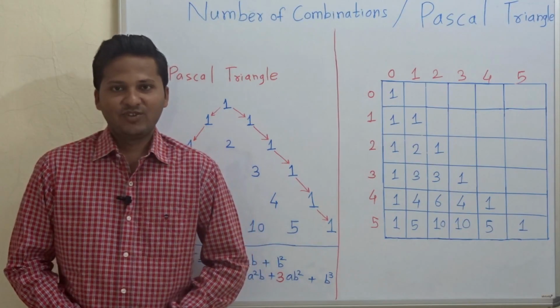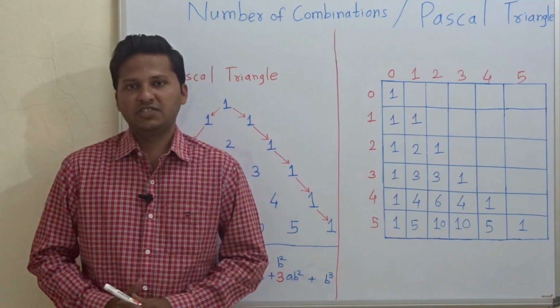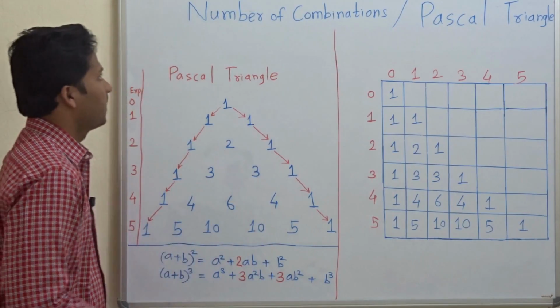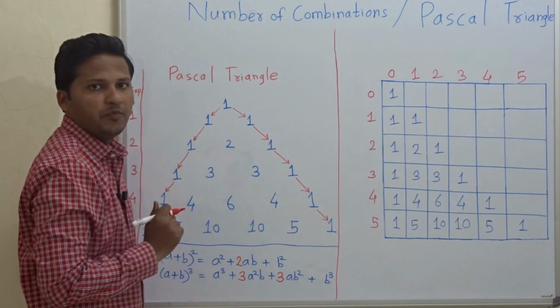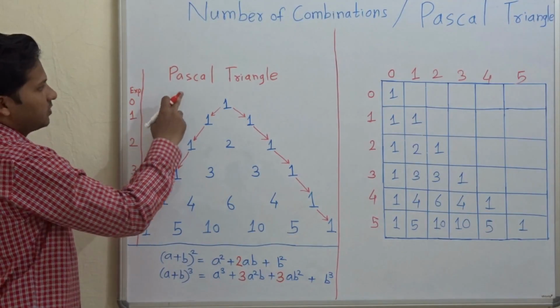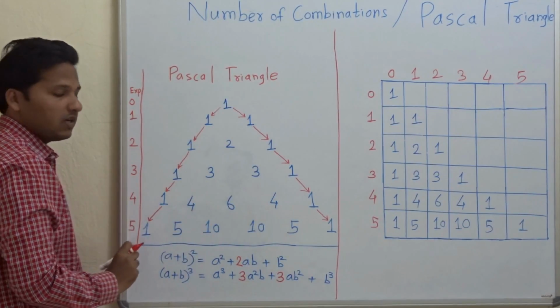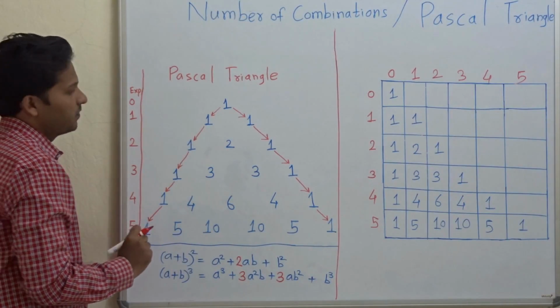Hello friends, today we are going to see two topics which are interdependent on each other. So the topics are number of combinations and the Pascal triangle. So let's see the Pascal triangle first. So this is the triangle and I will elaborate this, how we have calculated this.